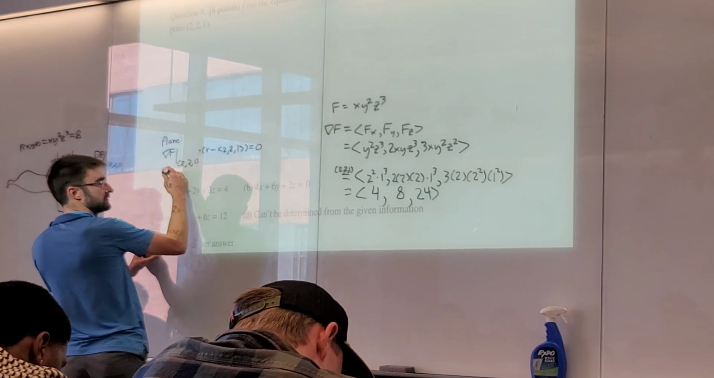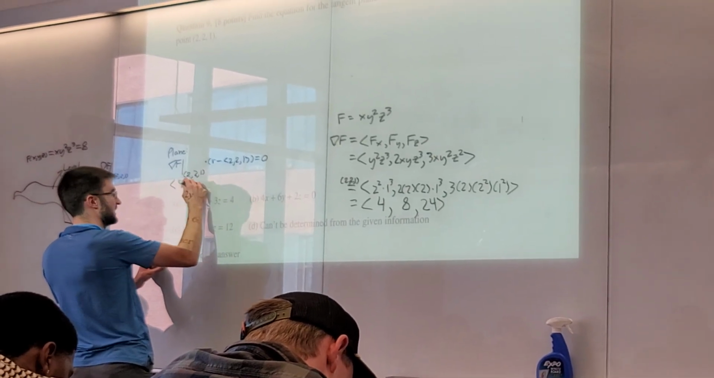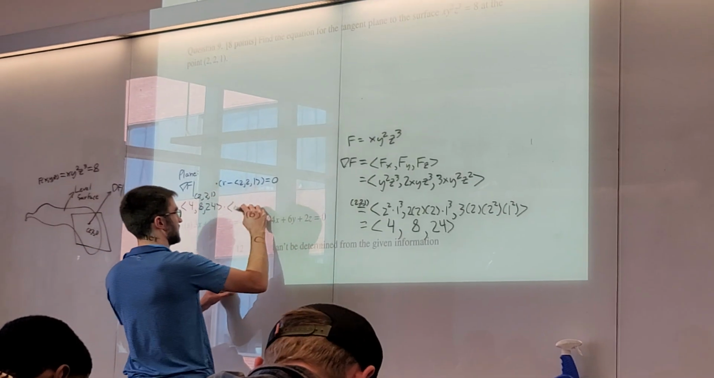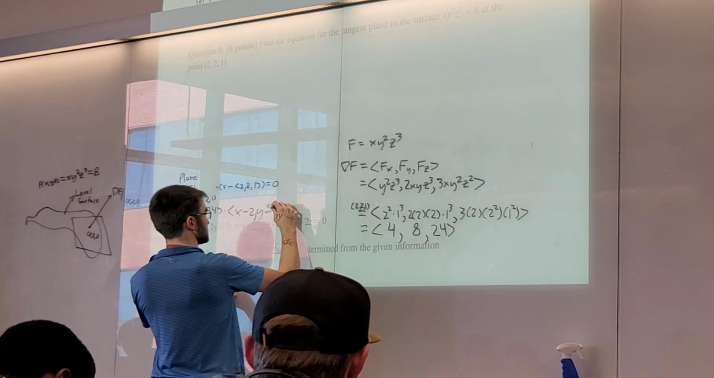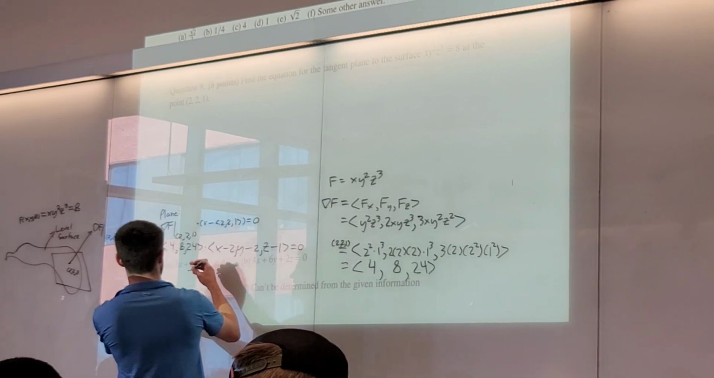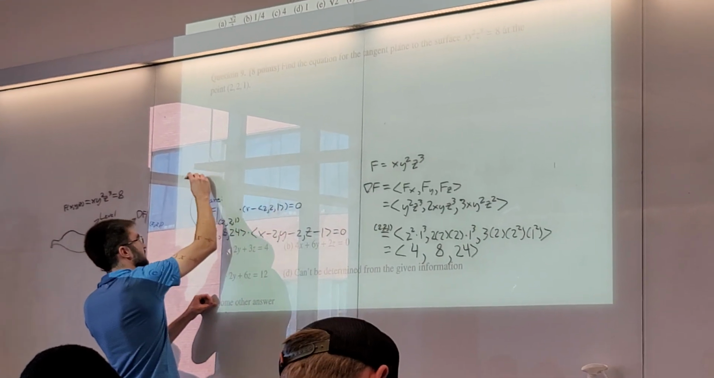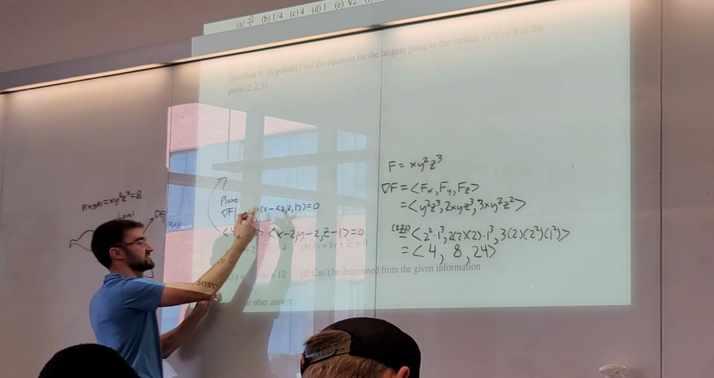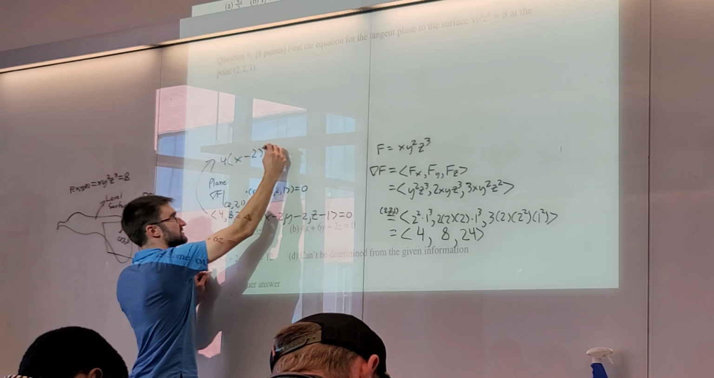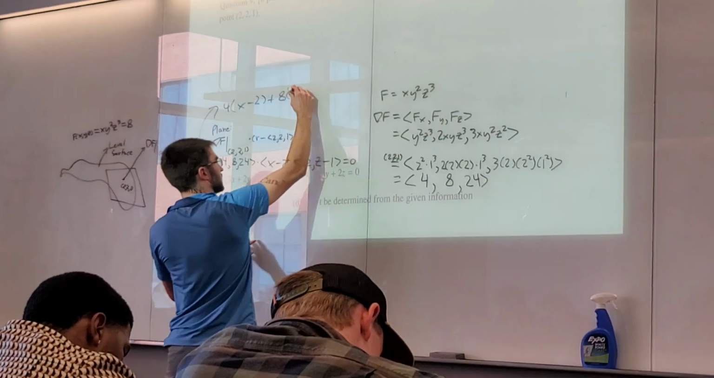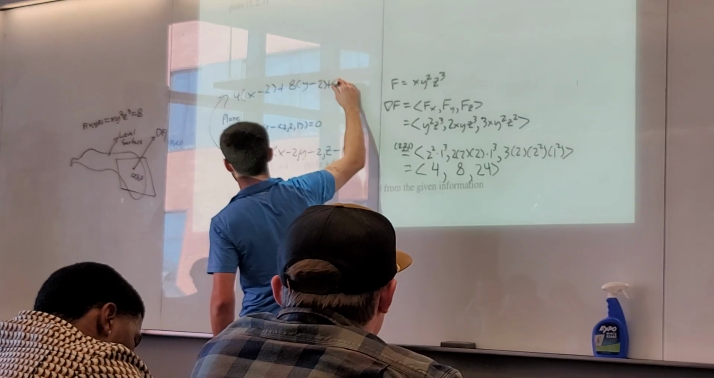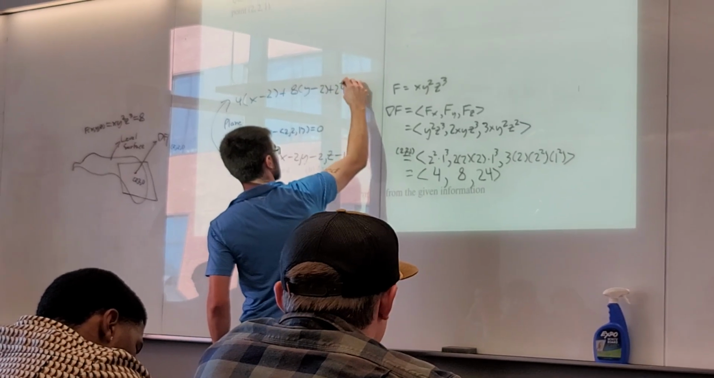So we'll have (4, 8, 24) dotted with (x minus 2, y minus 2, z minus 1) equals 0. So if we go ahead and do that, I'm going to write that up here because that went right over the answers. So we'll have 4 times (x minus 2) plus 8 times (y minus 2) plus 24 times (z minus 1) equals 0.